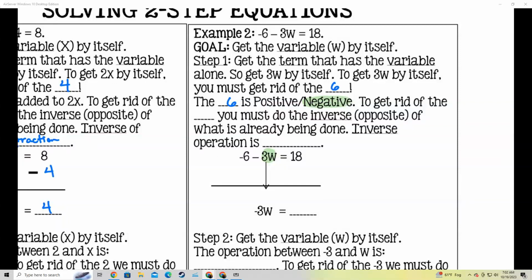To get rid of the 6, you must do the inverse opposite of what is already being done. So you see how it has that negative 6? I need to get rid of that negative 6 by doing the opposite, which is going to be adding a positive 6 to both sides. These 6's are going to cancel because they're opposites of one another. That negative 3w is going to drop, and then 18 plus 6 gives me a 24.